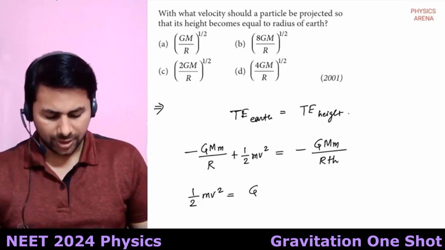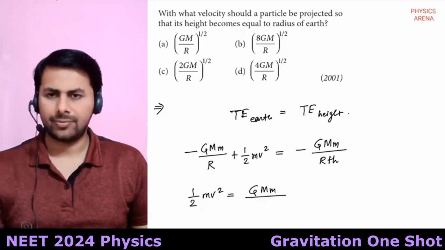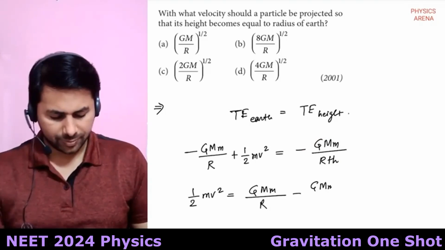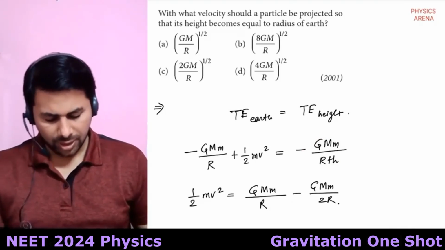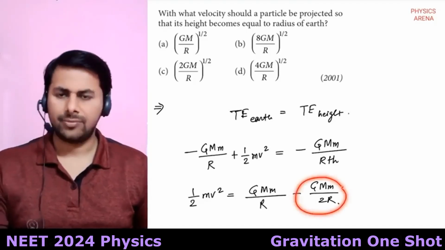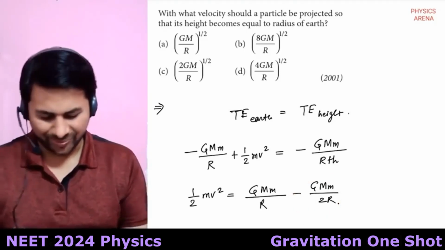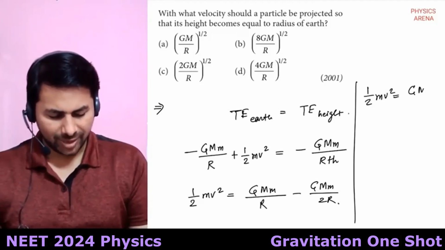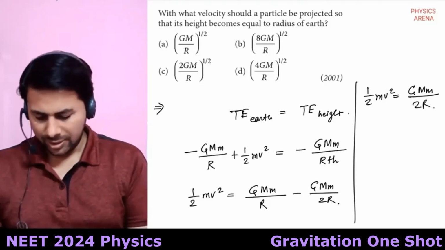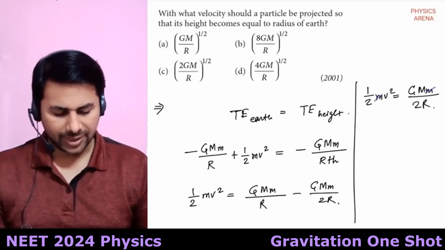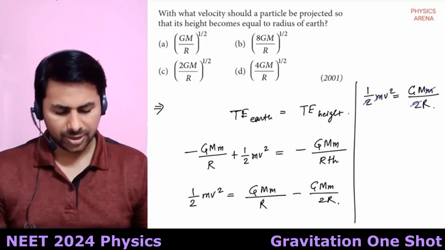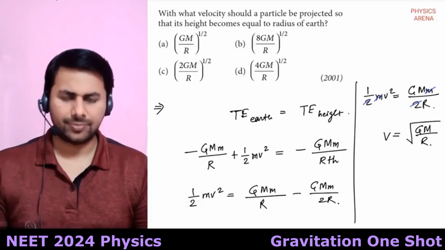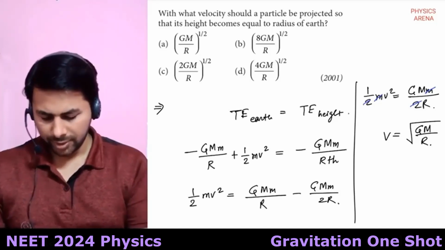So this is GMm upon R minus GMm upon 2R. Okay, so it is GMm divided by 2R. 1 minus half is half. Okay, so half mv square is equal to GMm upon 2R, and this 2 gets cancelled, v square is GM upon R. So v is equal to square root of GM upon R. Okay, it's option A.